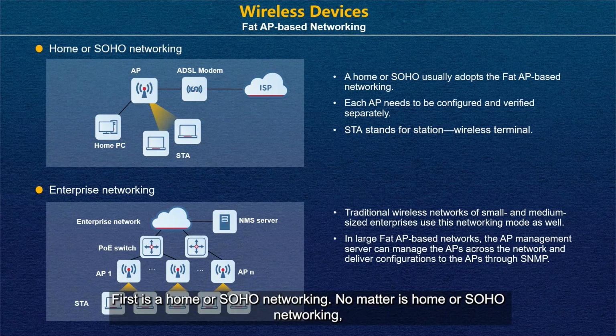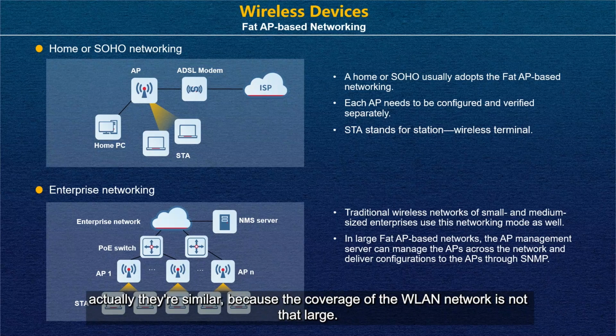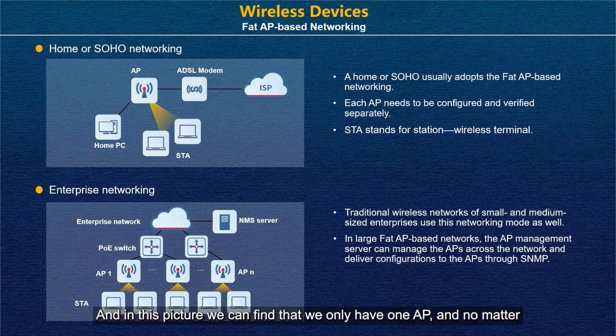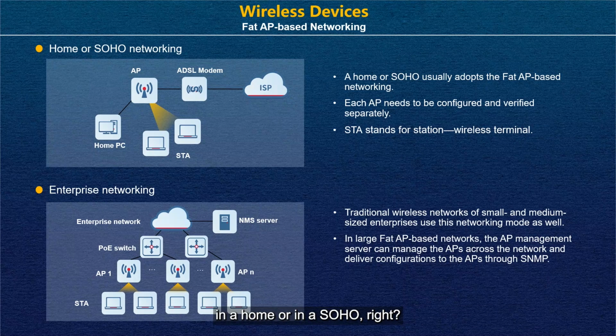Home or SOHO networking is similar, because the coverage of the WLAN network is not that large, right? In this picture, we can find that we only have one AP, and whether it sends out signals wirelessly or uses cables to connect with home PCs, it can satisfy the requirements of the terminals in a home or, for example, in a SOHO, right?